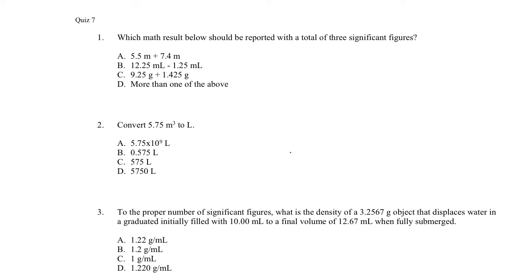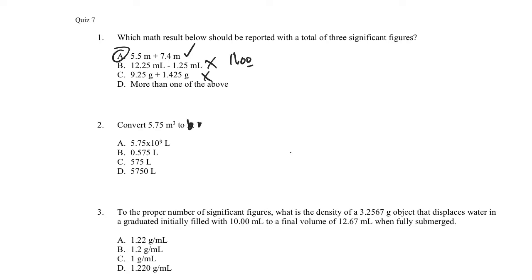Number 1, which value should be reported with 3 sig figs? A should be, because the result should go to the tens place and ends up being 12.9. B does not, because it ends up being 11.00 with 4 sig figs when we round to the hundredths place. And then C also rounds to the hundredths place, goes above 10, so it ends up being 10.xx out to the hundredths place for 4 sig figs as well. So only A goes to 3 sig figs.